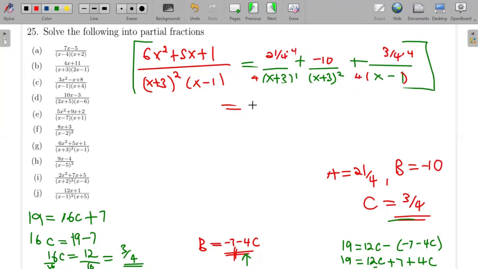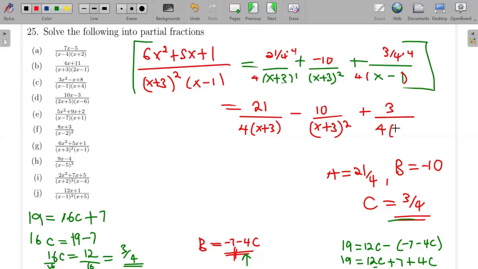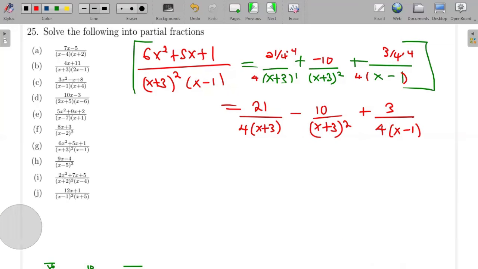So what I have will just be 21 divided by 4 multiplied by x plus 3. Then this is minus 10 multiplied by the positive there. So I get minus 10 divided by x plus 3, squared, and then plus there. When I multiply by 4, I remain with 3 divided by 4x minus 1. Those would be my partial fractions for the expressions that we had on, this was G. All right, let's look at H.